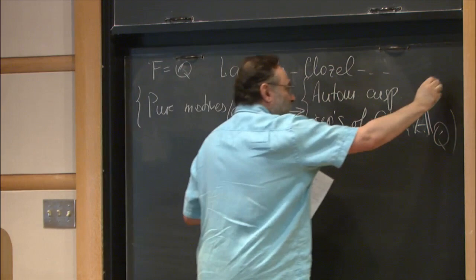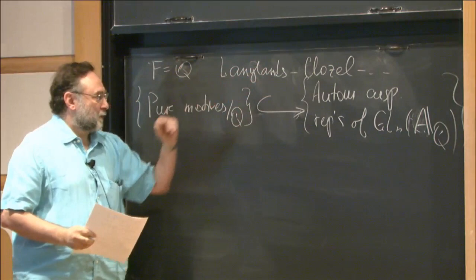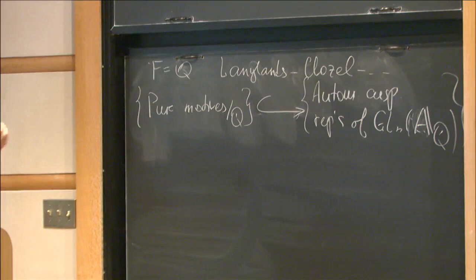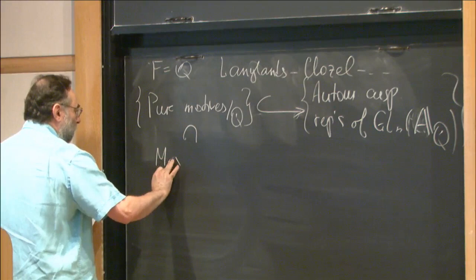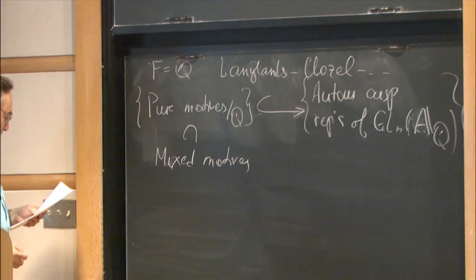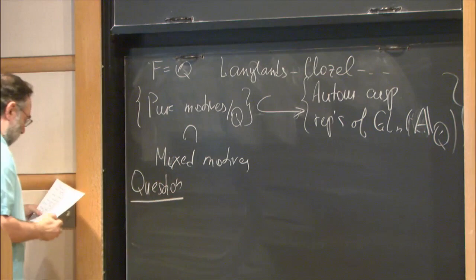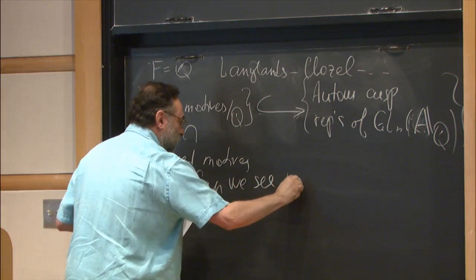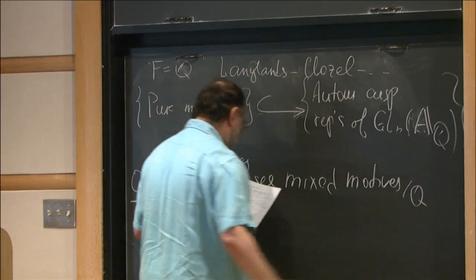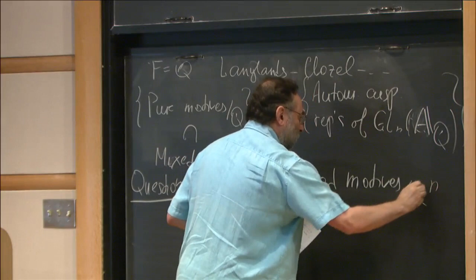They give a little part of this, but thanks to the work of Clausel and so on, we know how they should sit there, and we know a lot about this. But as I just mentioned, they sit inside of mixed motives. And so one can wonder, that's a kind of basic question: can we see mixed motives over Q, over a number field, just mention Q for simplicity, in automorphic terms?